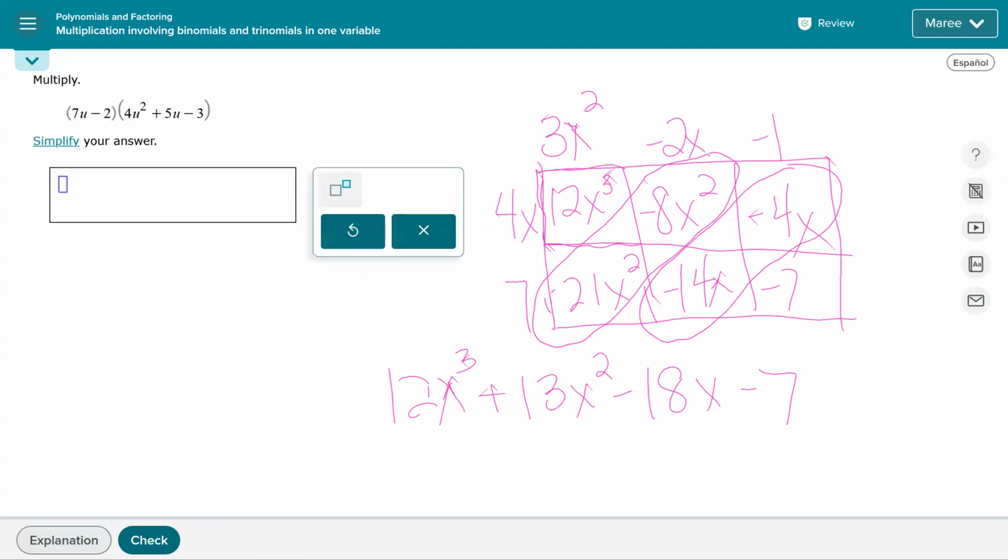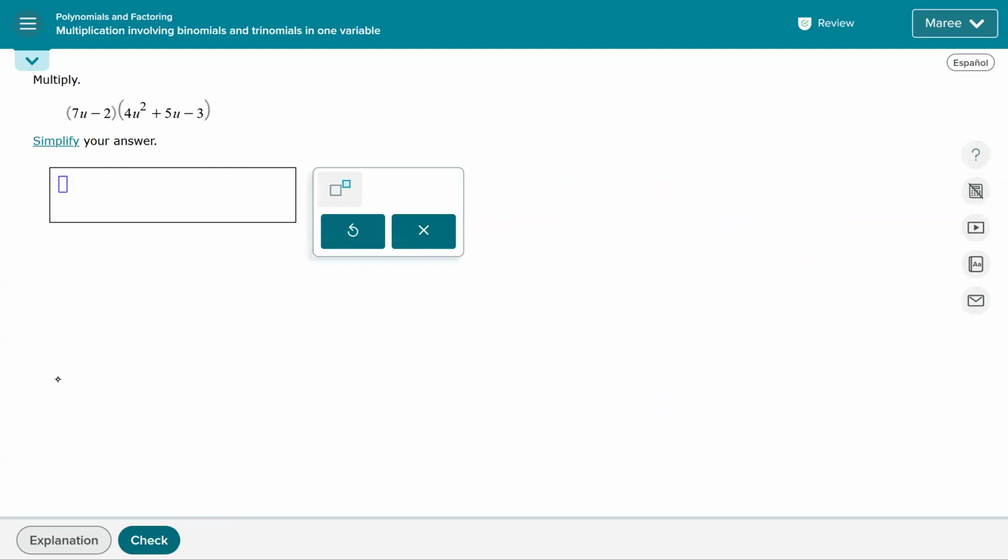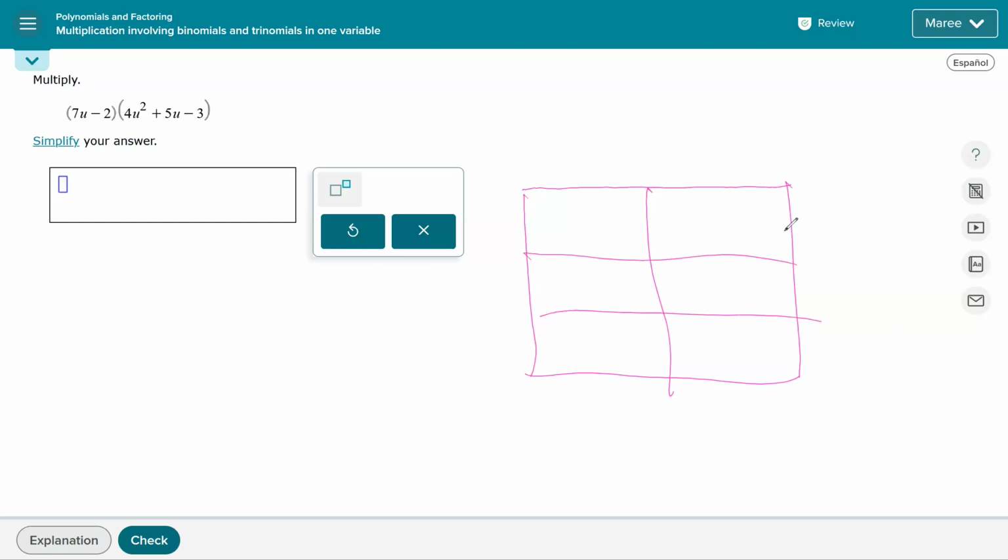All right, let's do this again. This is the same type of problem. Let's do it the other way where we have a 2 by 3, so it's a little bit longer. It doesn't really matter. So 7u minus 2, and then we have 4u squared. You've got to watch those signs. Make sure you're carrying over any negatives.